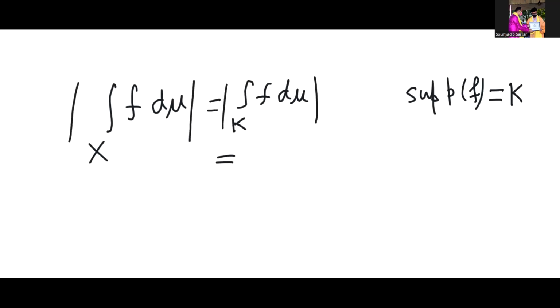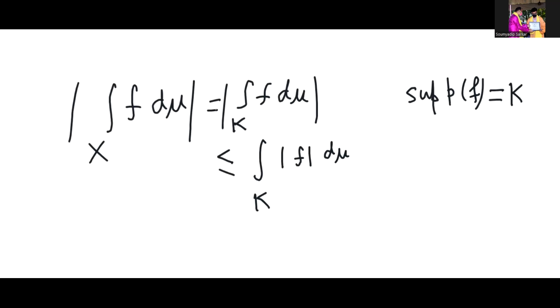Now, by the basic triangle inequality, I can say this is less than or equal to the integral over k of mod f d mu. Right now I'm assuming that my measure is not a signed measure. Probably some of you know that there is a concept called signed measure, where the measure is allowed to have negative values, but we are not talking about signed measure. I'm just talking about this positive normal measure.